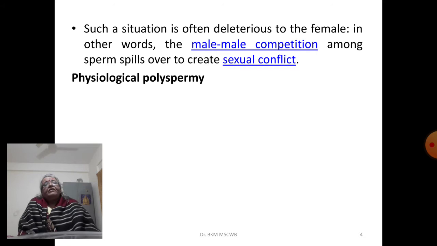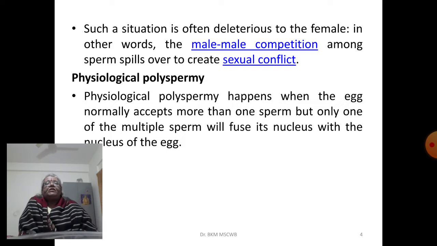Okay. Now, we shall talk about the types of polyspermy. One is physiological polyspermy, where polyspermy by nature is practiced in the animals, and the other one is pathological polyspermy, which is seen in animals which follow monospermy. So let us understand the types now. First we shall study the pathological polyspermy.